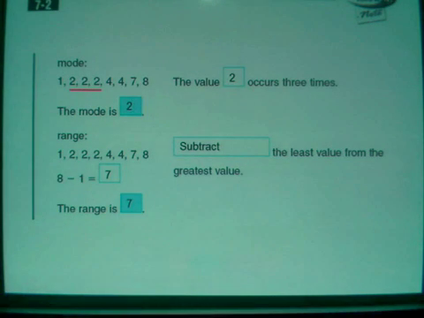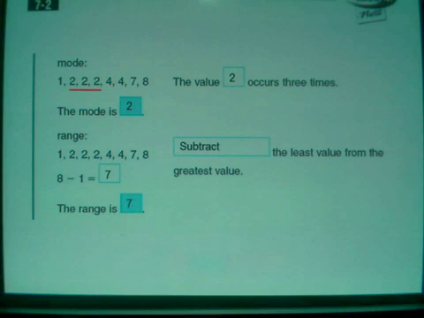Next, we'll find the mode. The mode is the number that shows up most often on the list. As you can see from the red underline there, 2 shows up on the list quite a few times, so the mode is going to be 2. There can be more than one mode. If there was another number that showed up 3 times as well, that could also be part of the answer. There can also be no mode at all. If no number shows up more than once, then there would be no mode.